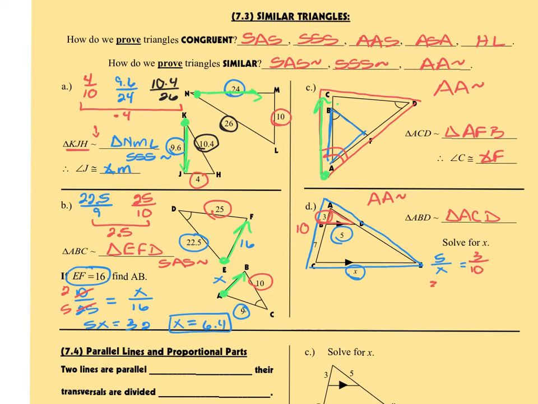So I'm going to get 3x equals 50, and if we want to write this as an approximated decimal, we can, and write this as 16.7. Okay, that's all we have for the similar triangles.